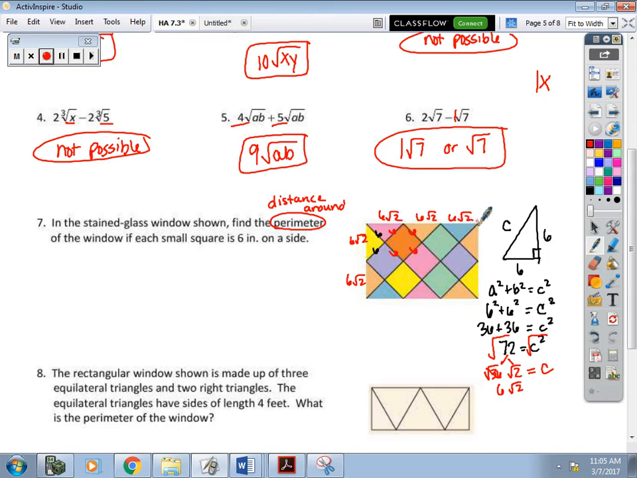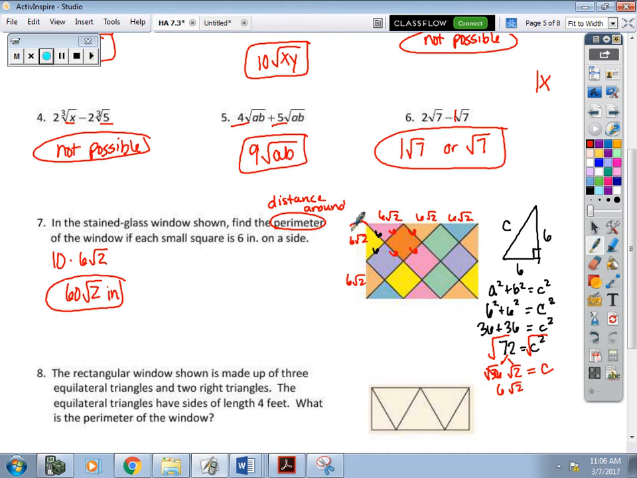Okay, now some students will be like, oh, I'll just count them in half: 1, 2, 3, 4, 5, 6, 7, 8, 9, 10, and multiply 7 by 6 square root of 2, which will get me 60 square root of 2. That would be inches.